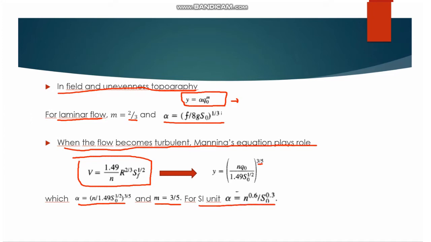This is the British unit. For SI units, you need to change alpha to n to the power 0.6 over s0 to the power 0.3. This is for turbulent flow if we want to find the depth of this overland flow. Let's go through an example and then we can understand better.